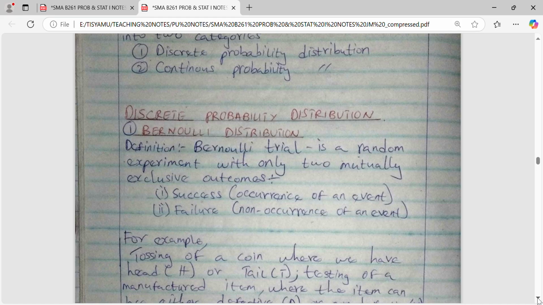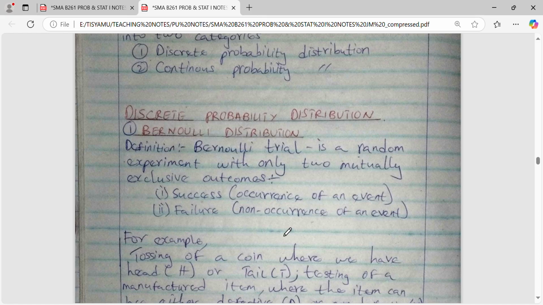Bernoulli distribution is a kind of distribution whereby we have an experiment in which we have only two possible outcomes, either a success or a failure, and this experiment is just done once. To begin with, we are going to define a Bernoulli trial. A Bernoulli trial is a random experiment with only two mutually exclusive outcomes, that is either a success, which can also be said is the occurrence of an event, or a failure, which is non-occurrence of an event.